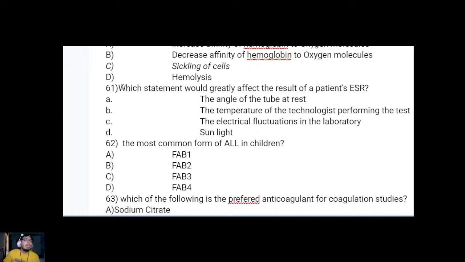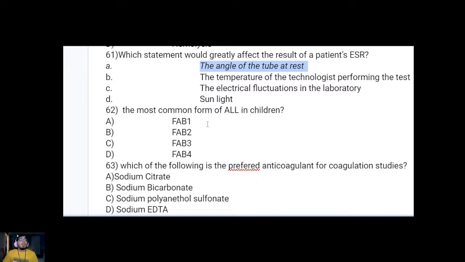Which statement greatly affects the patient's ESR? The angle of the tube of the test? The temperature of the technologist, which is no. Yung temperature mo makaka-affect ba sa ano? Nope. Electrical fluctuations in the laboratory? No, it's a manual test. And sunlight? Nope. So it's the angle of the test tube at rest. Okay? Most common in all children, this is one of the things that we have in our PowerPoint presentation, HbF. A lot of people were able to answer HbF.